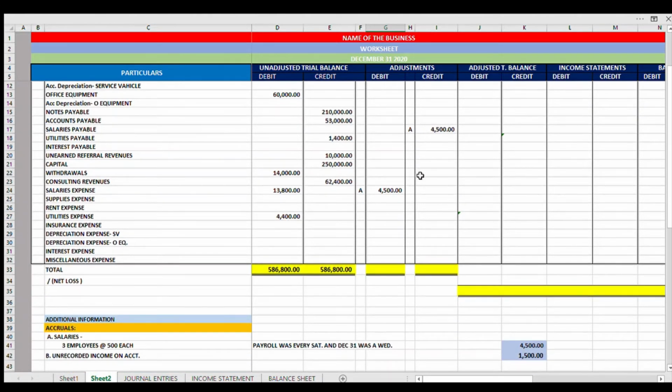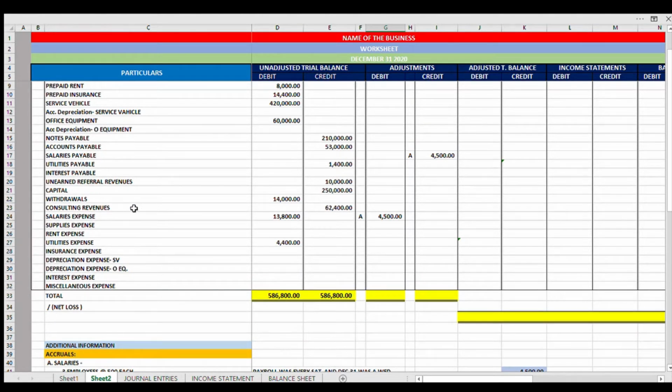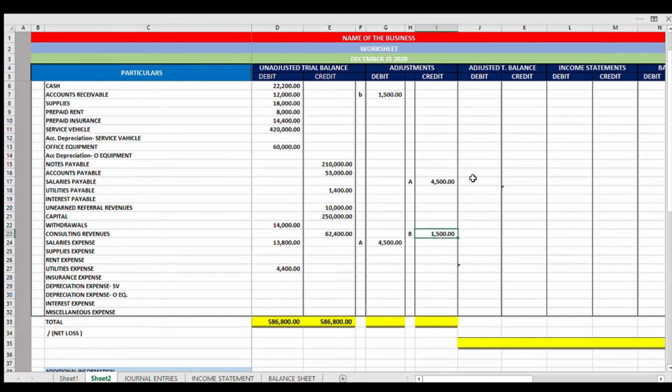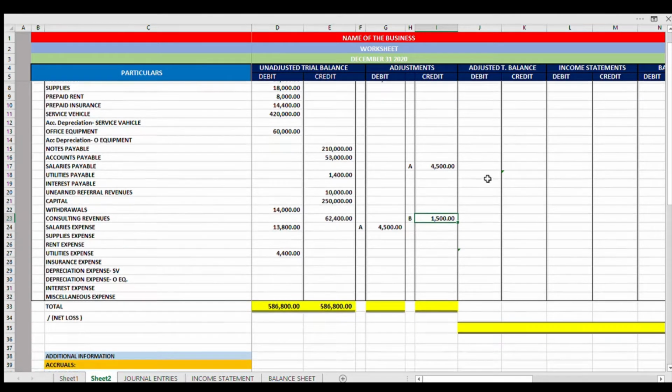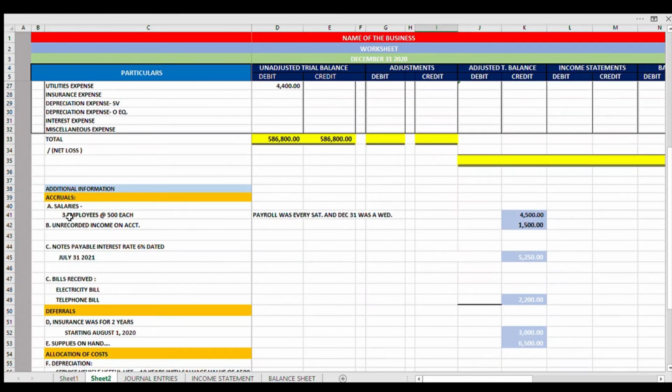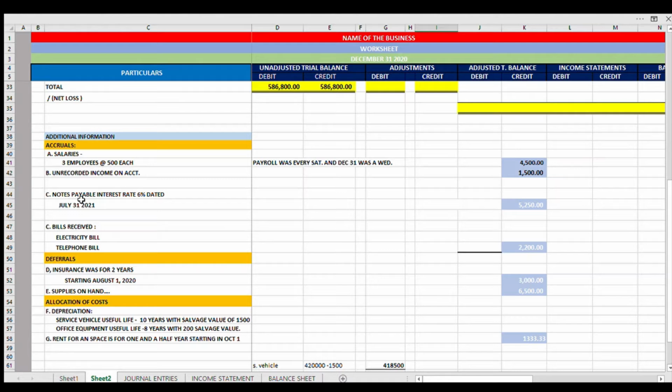And since this is an accrual of income, we will now credit the income account, which is consulting revenues. Okay? Yes. So, 1,500. Okay? So far, we have entered 2 transactions under these adjustments. Okay? So, let's move on. Letter C. The notes payable interest rate is 6% dated July 31.